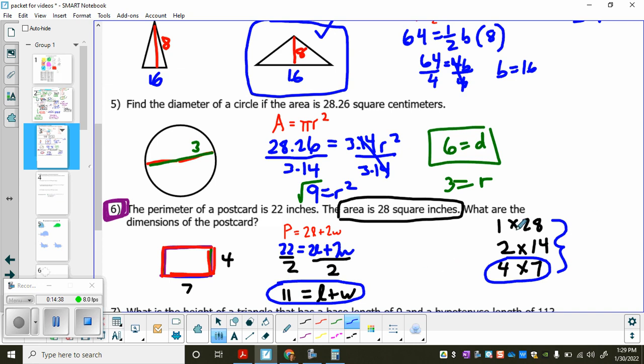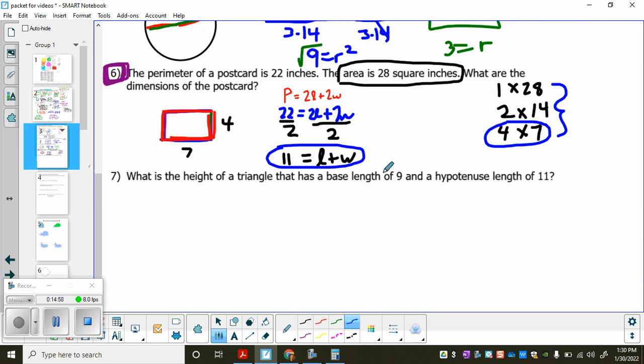So I had to guess and check. And next year, like I said, you will actually learn how to straight up be able to tell me that it's a 4x7 without the process of guessing and checking. But I'll let the 8th grade teachers do their job there for algebra and teach you that. But here we can see the dimensions of the postcard would be a 4x7.